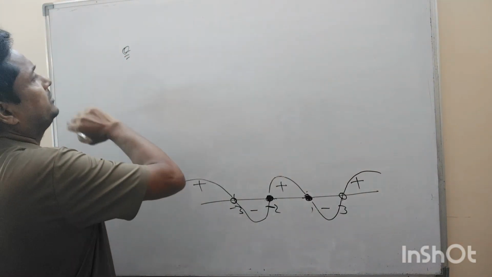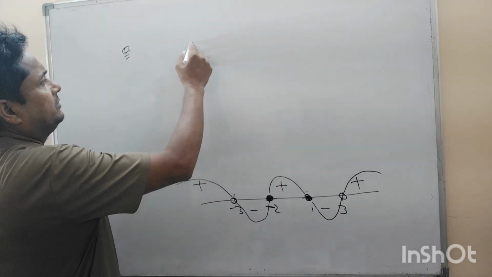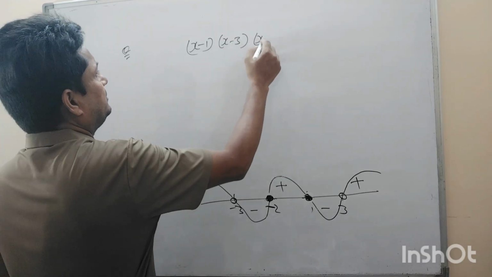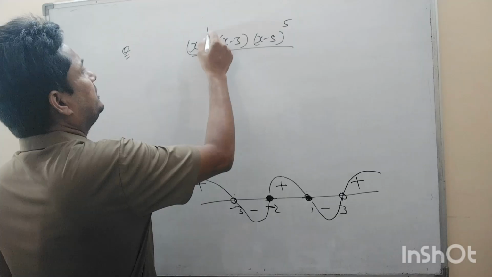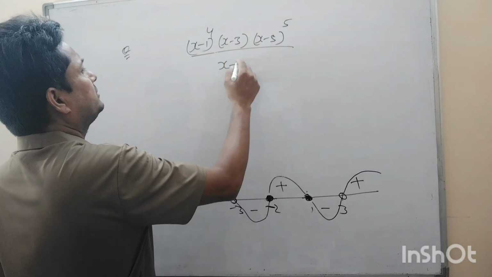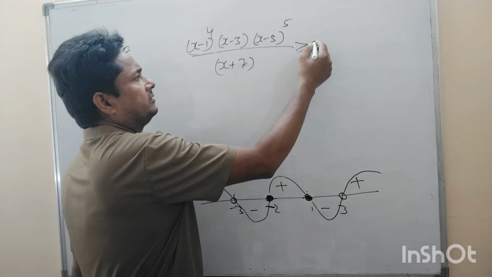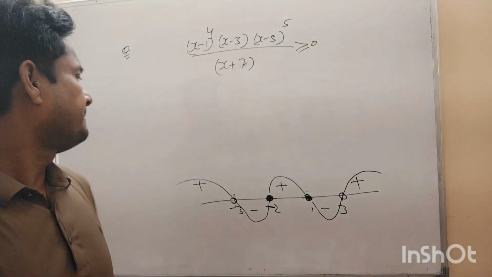Take next example. Let's say we have to solve (x minus 1)^4 into (x minus 3) into (x minus 5)^5 divided by (x plus 7), let's say greater than or equal to 0.